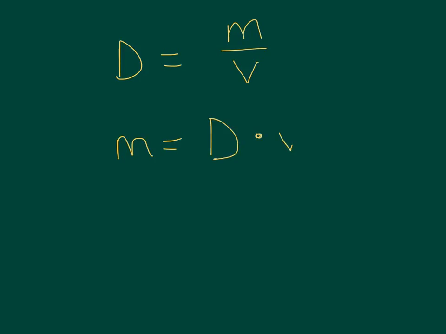We can manipulate our density equation to solve for mass or for volume. Starting with density equals mass over volume, if our unknown was mass, then our answer would be found by taking density times volume. Also, if we wanted to find volume and we were given the density and the mass, then we would solve our problem by taking our mass divided by the density.